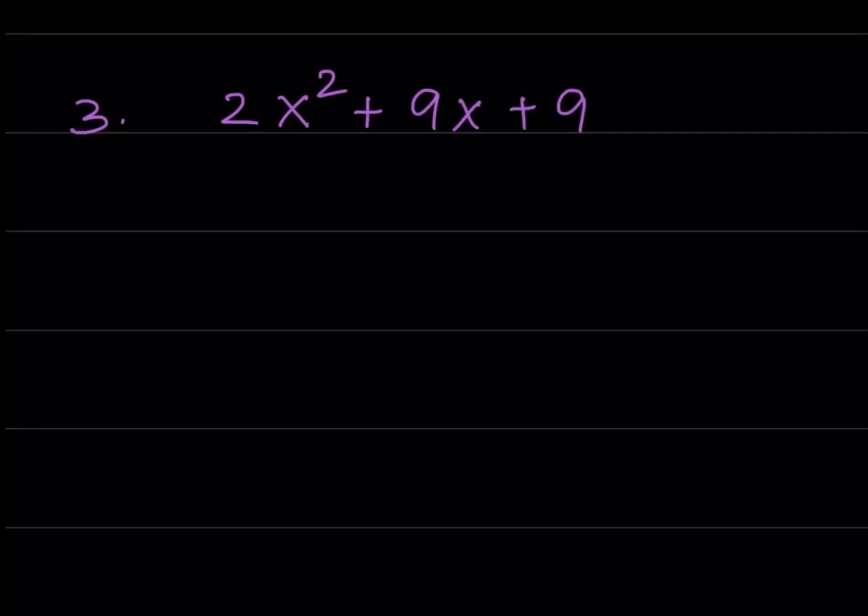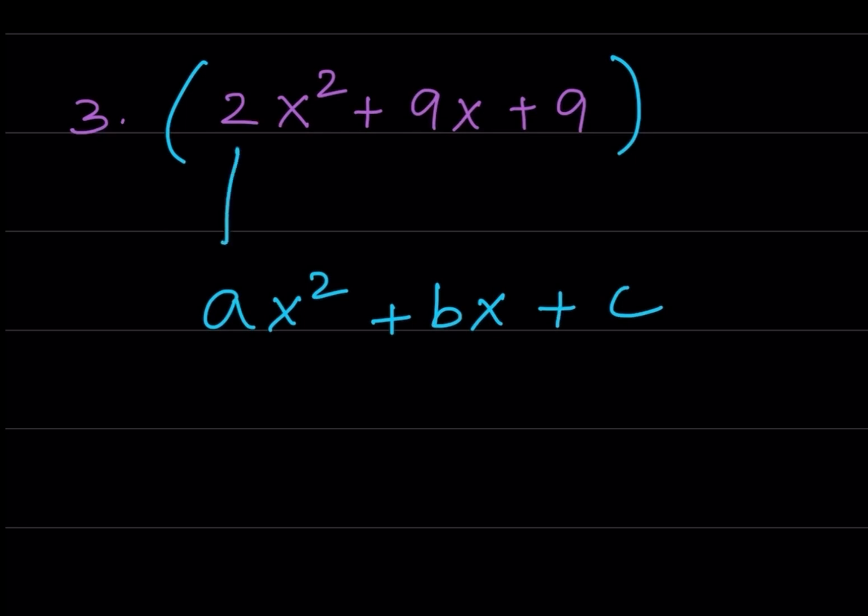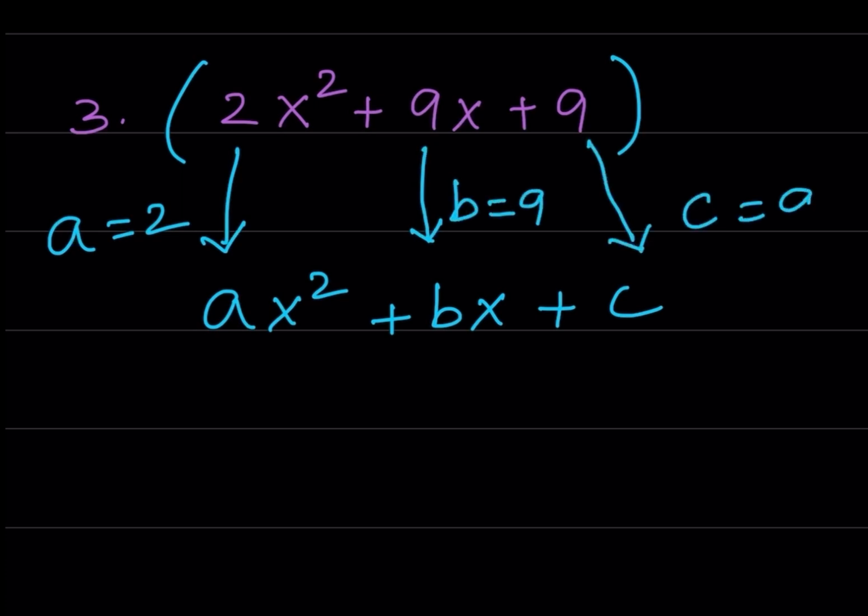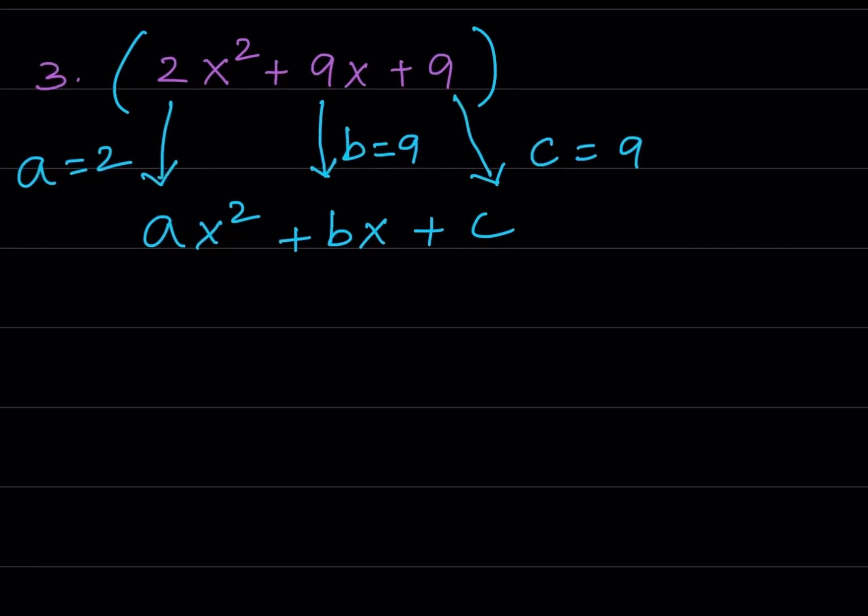Now we are going to solve the third problem. This is in the form ax square plus bx plus c. Here a is equal to 2 and b is equal to 9 and c is equal to 9. In order to solve this problem, first we have to multiply a and c. Here a is equal to 2 and c is equal to 9. So ac is equal to 2 times 9 is 18.